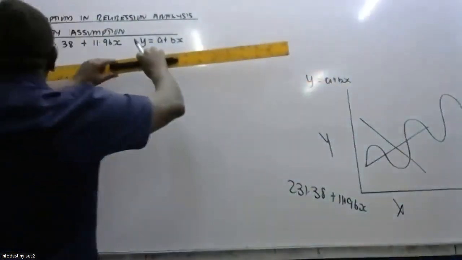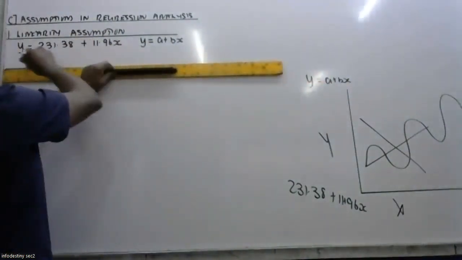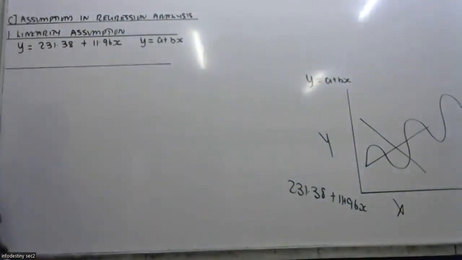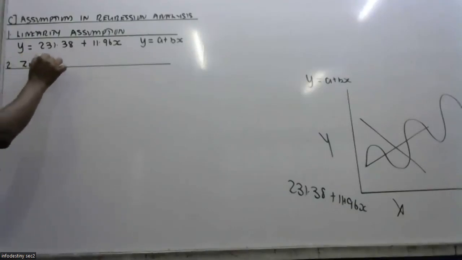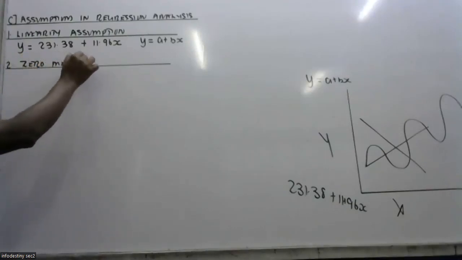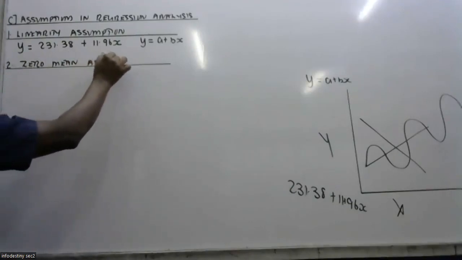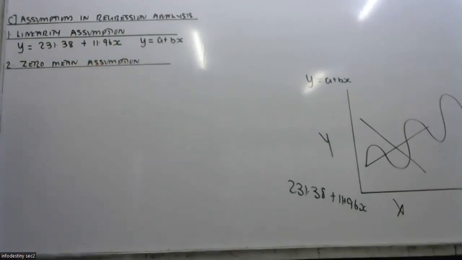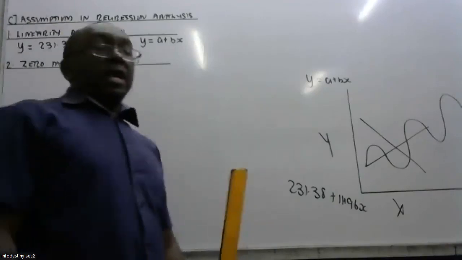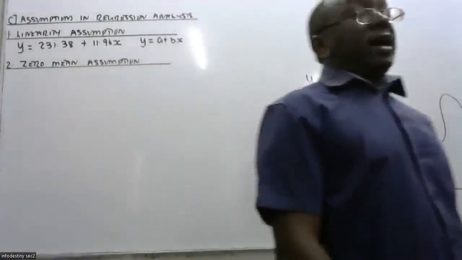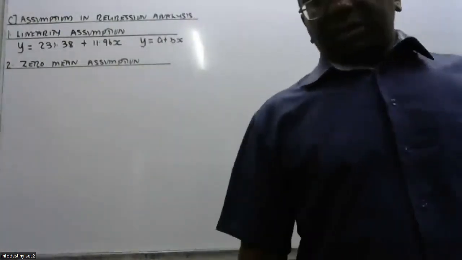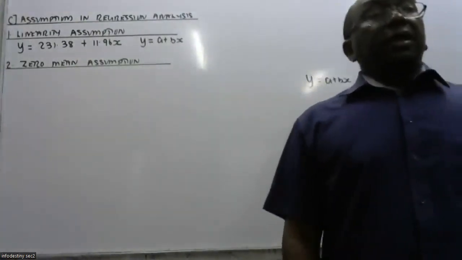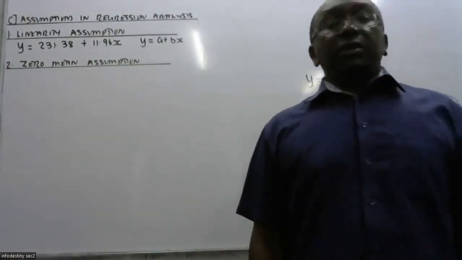The second assumption. I will not write them here in full like they appear in the notes; I'll just write a few connecting words. So this one is the zero mean assumption. What this means is that the error terms have a mean of 0.